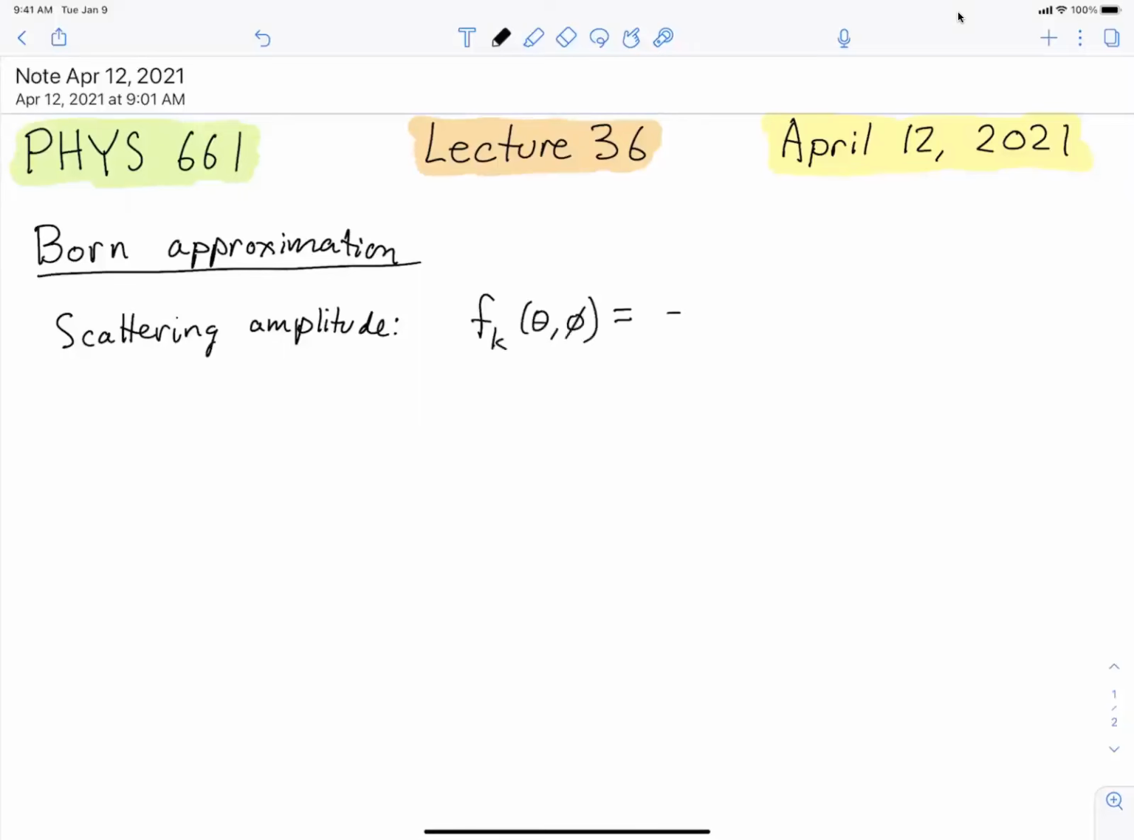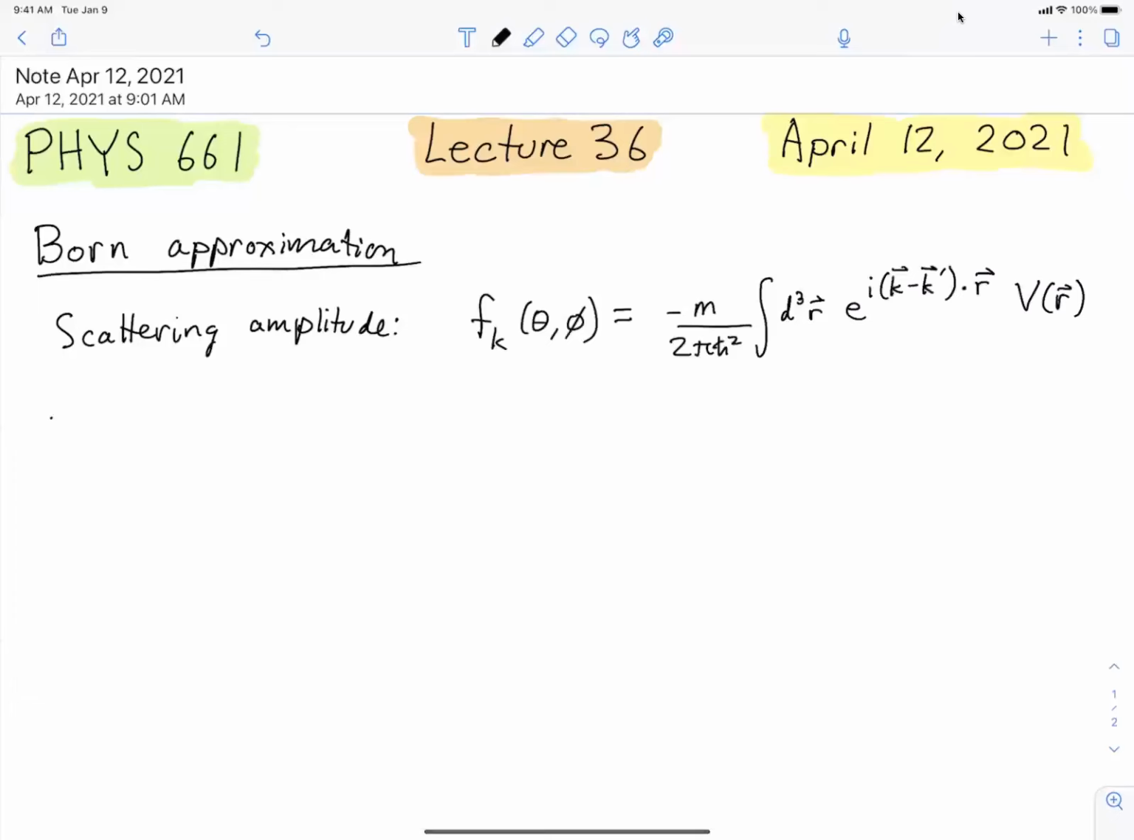a minus sign, which really doesn't matter at this point, times the mass of the particle over 2 pi h bar squared. And then you have to do an integral. In principle, this is an integral over all space. And what you integrate is e to the i (k minus k prime) dotted into r, multiplied by the potential that's doing the scattering.